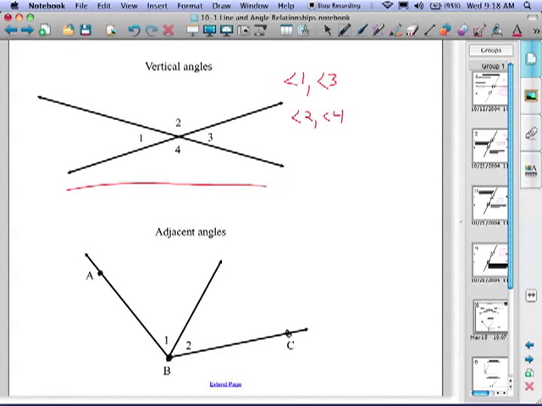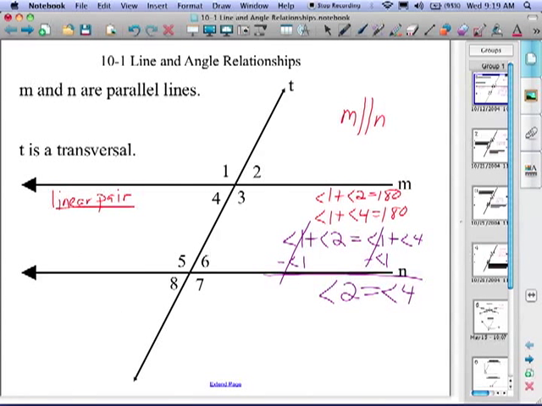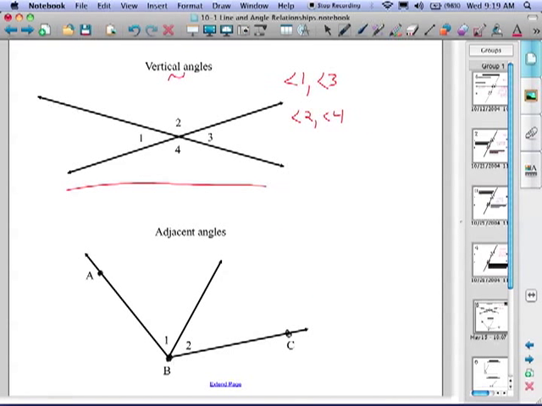What do we know about vertical angles? Something we learned on the first board. If angle 1 and angle 2 is 180, and angle 1 and angle 4 is 180, we proved that angle 2 is congruent to angle 4. And angle 2 and angle 4 in this, where T crosses M, 2 and 4 are vertical angles. So, vertical angles are congruent.